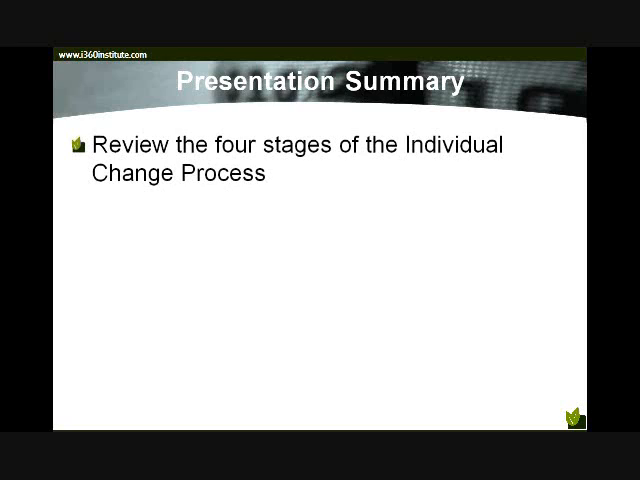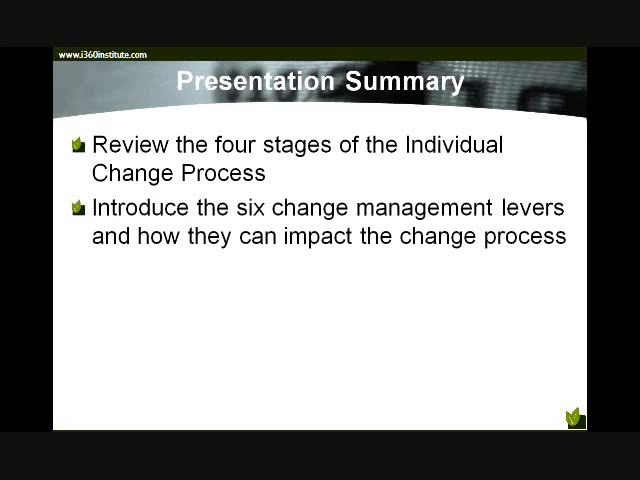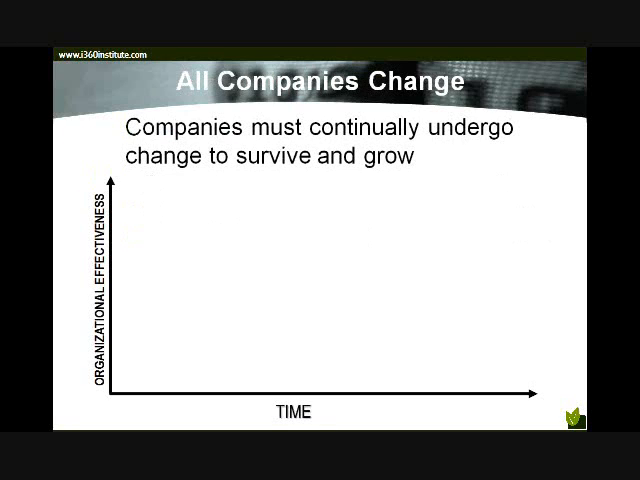We'll just review those 4 stages of the individual change process that we mentioned in the first webinar, just to give us a sense of what we were talking about at first. Hopefully that'll remind you of the conversation that we had before. And from that, we'll talk about the 6 change levers and how they can actually impact the change process. Remember the transformation period that exists between old and new. We mentioned that before. Let's talk about that transformation period.